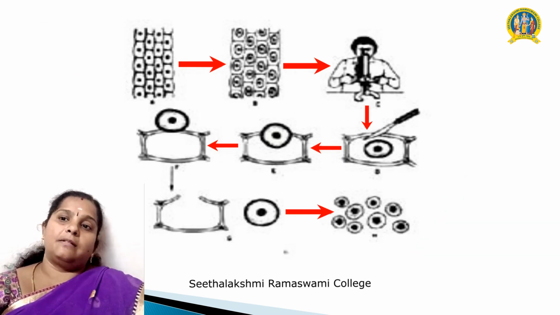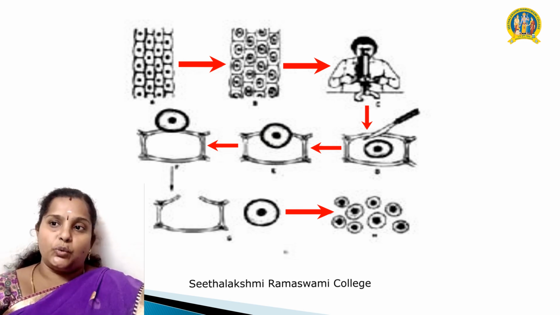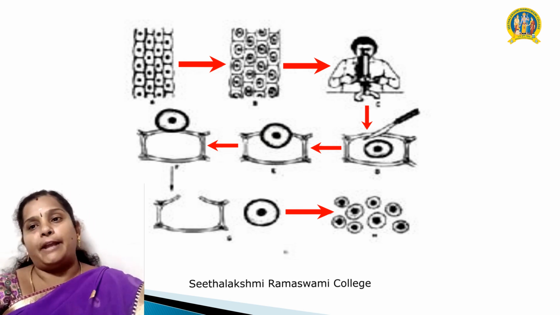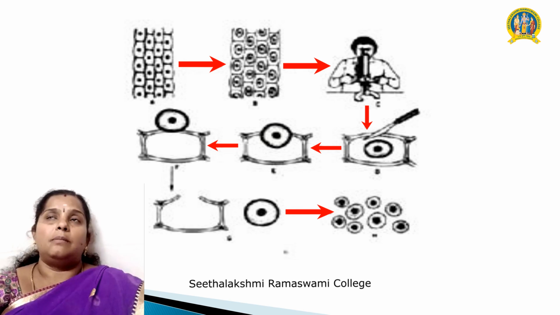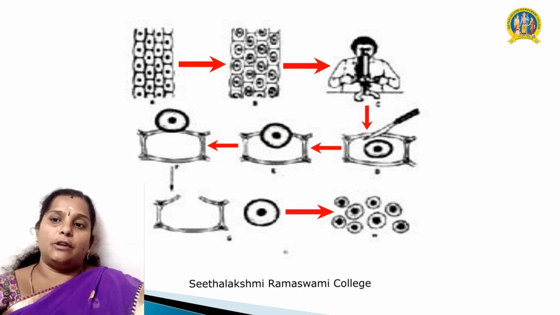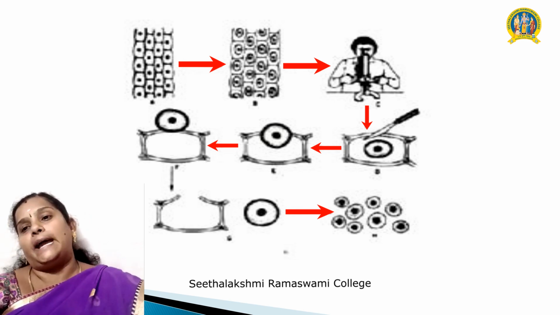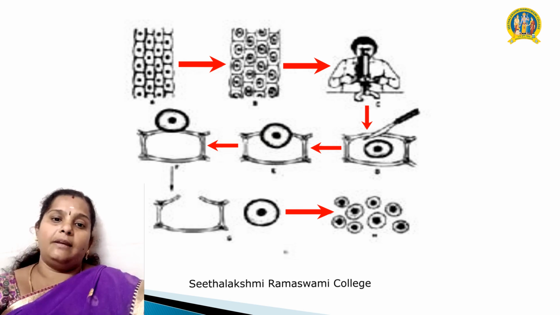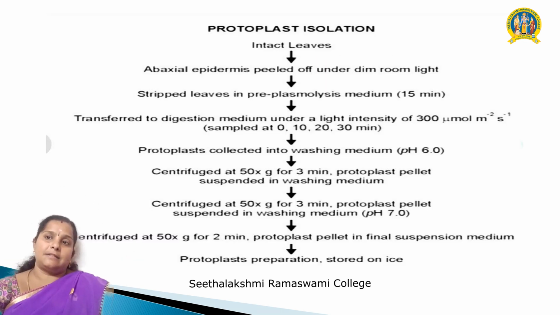Next, see the slide. First of all, we isolate young plant tissue and examine the protoplast under the microscope. The epidermis is peeled out with the help of a knife. Afterwards, with the help of a hypotonic solution the cell wall is digested, the protoplast is obtained, and a viability test is taken. Then for protoplast isolation, from intact leaves a partial epidermis is peeled off under dim room light.